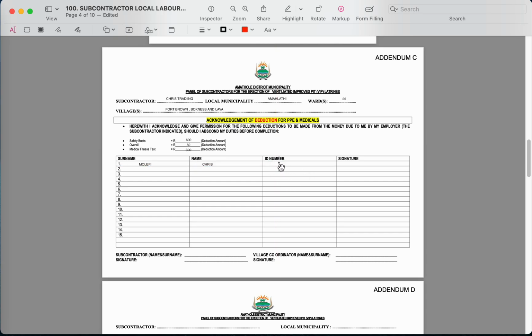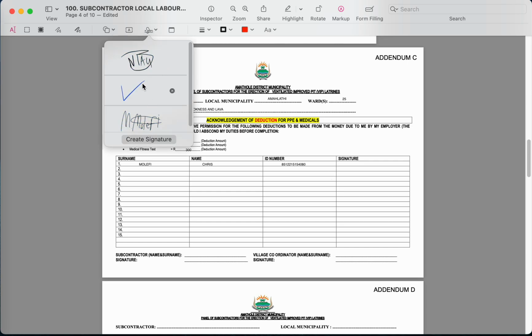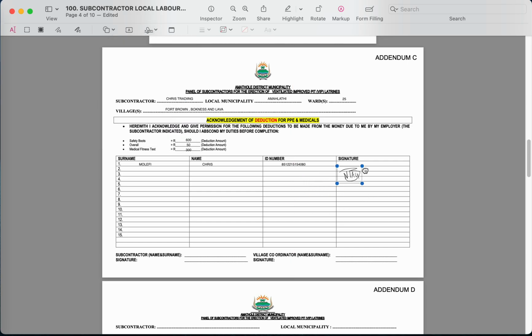The ID number, you will fill it in. 85 12 21 515 4080. This is the ID number for Chris Mulifi, and then he will need to sign. Chris Mulifi would need to sign to agree that he's acknowledging that you as a contractor will deduct this amount of money for those particular things.